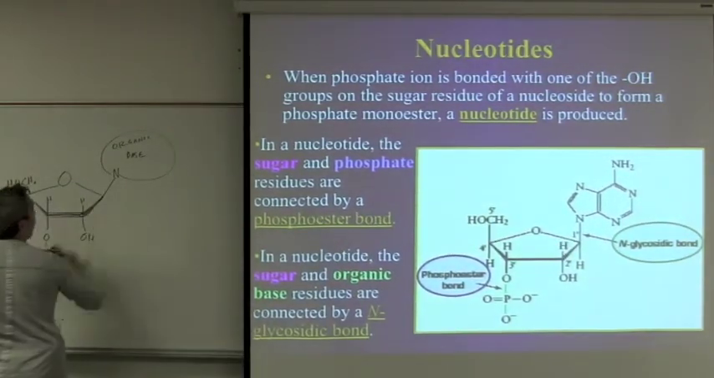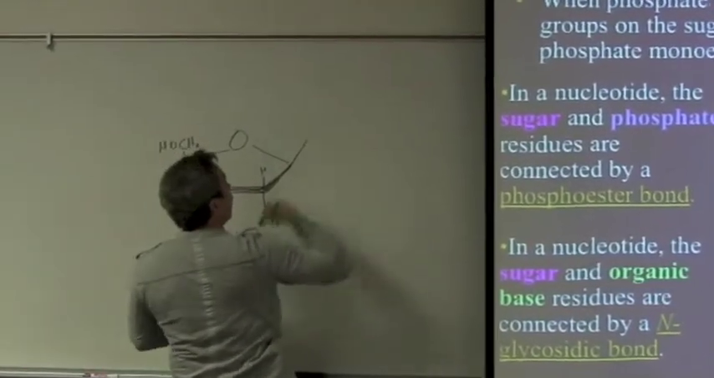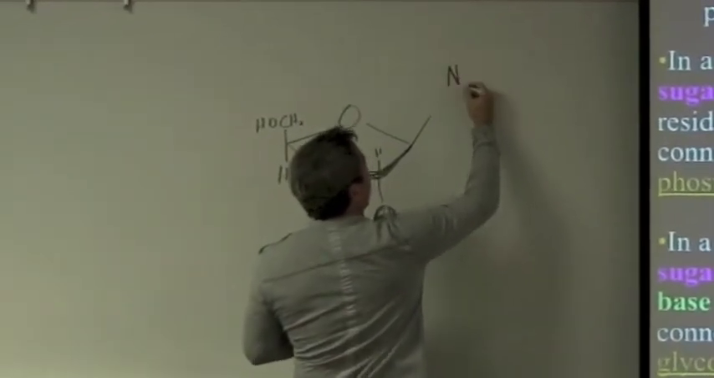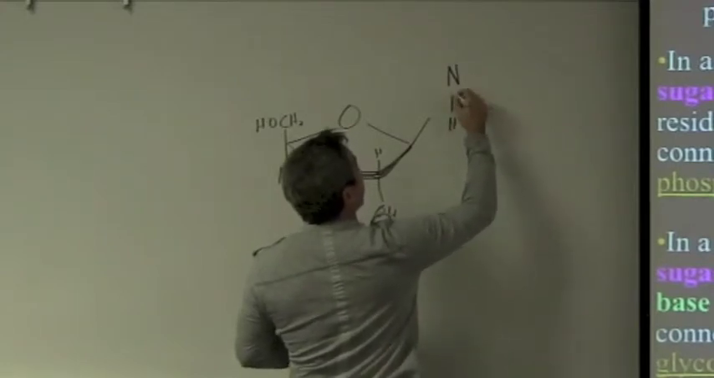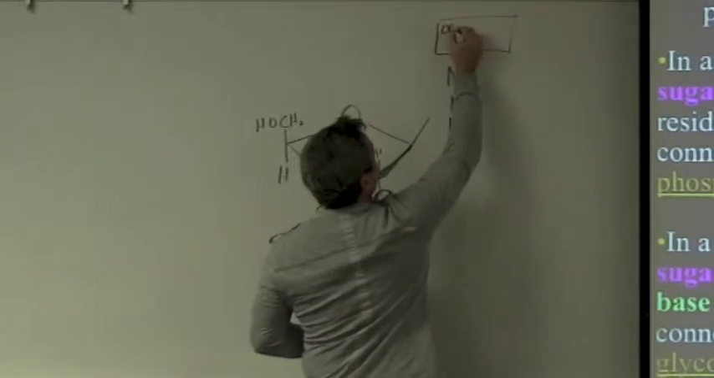Let's take a look at how that bond is formed. Somewhere in all these different organic bases, there'll be a nitrogen with a hydrogen on it in the organic base. So this is the rest of the organic base.